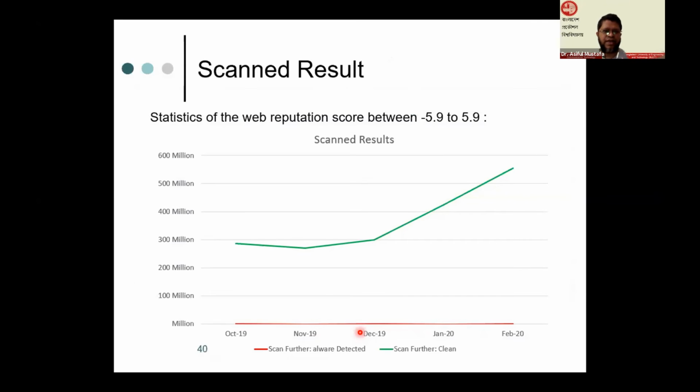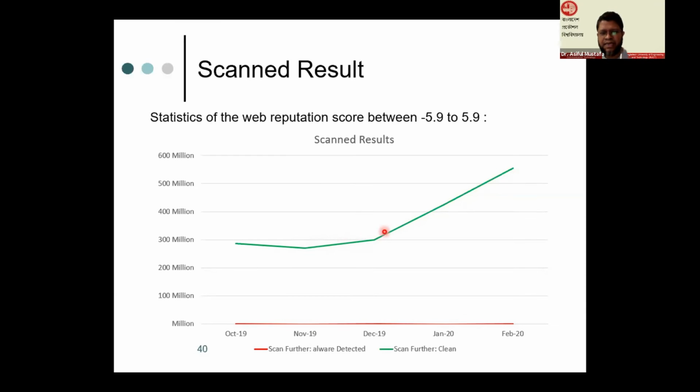So let's try to see the scan result. This is where the reputation score is between -6 and +6, for devices, for different months. The scan started in October. We started with around 300 million. Then in January it goes up to 400 million. Then in February it was over 600 million, or I think 550 million.